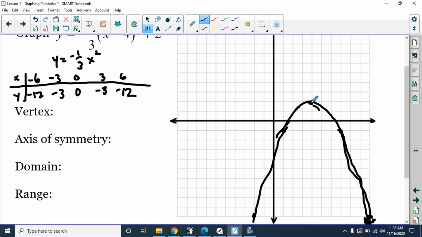The vertex is the point. It's a point, an ordered pair. Write it as an ordered pair, (4, -2).